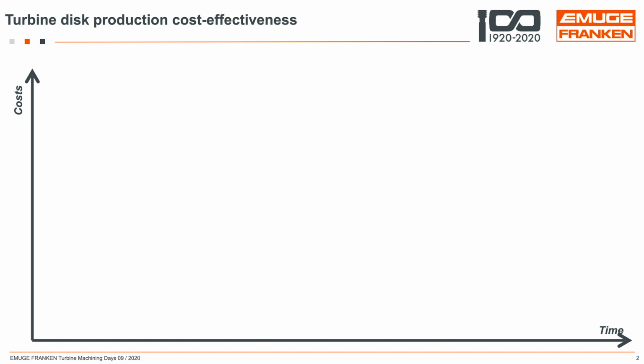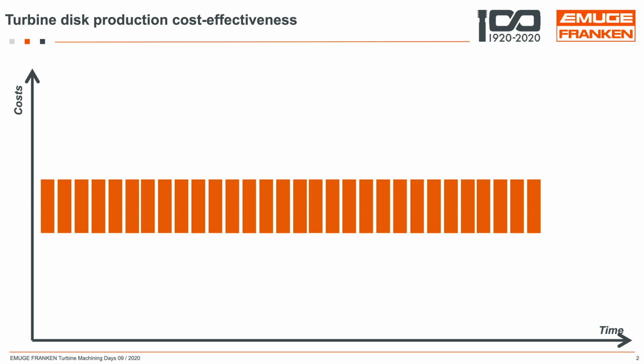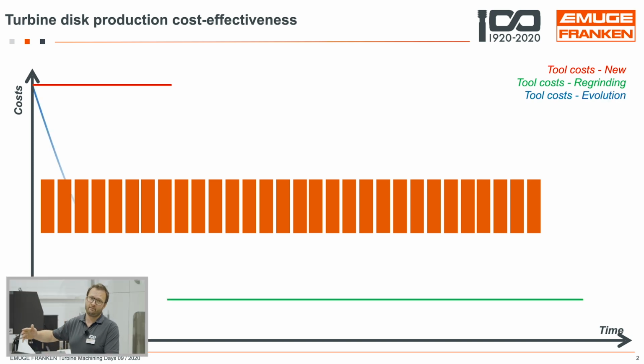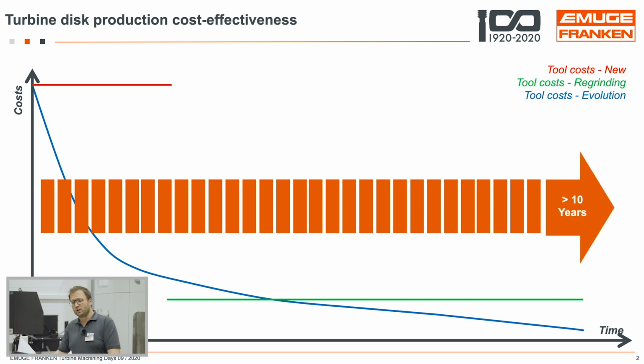As you see on the diagram right now, we have put the parts produced on a time frame, and we see that we have a certain level of cost by the investments at the very beginning, where we have to buy some new tools. This investment is high, and after, during the regrinding of this tool, the regrinding costs go down, and over the time of the production, the cost evolution is always going lower, the longer we can mill and produce these parts. Generally speaking, we were talking about a time frame for the production of such a turbine disc of around 10 years, even more.